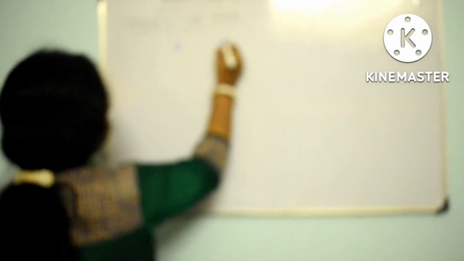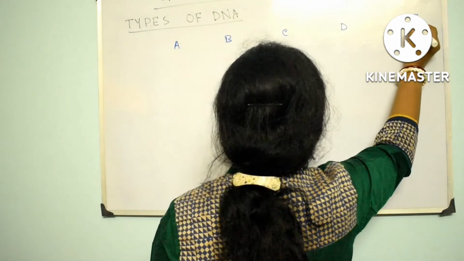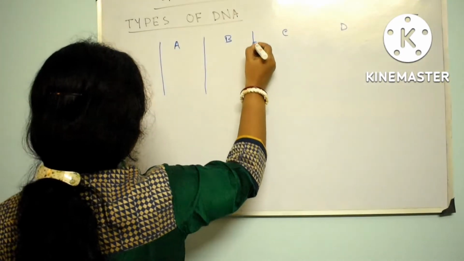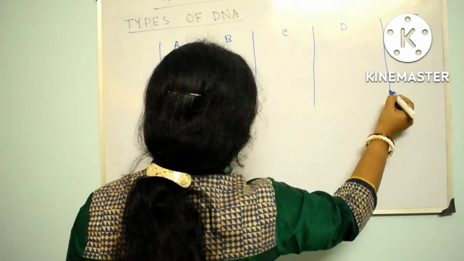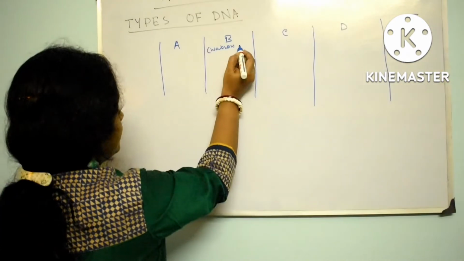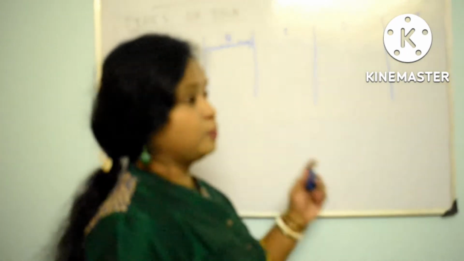First of all, the Watson and Crick model of DNA we have already studied. That one is B-DNA. That one is right-handed DNA. There are 5 types of DNA: A, B, C, D, and Z DNA. This one is the Watson and Crick model DNA, which I have already discussed. It is right-handed DNA and the most abundant, most common type of DNA.